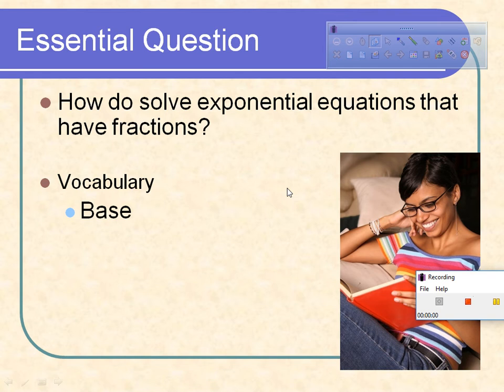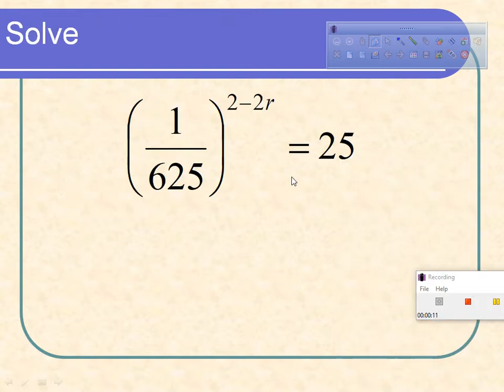Your essential question for today is, how do we solve exponential equations that have fractions? So, exponential equations that have fractions. Let's take a look at the first example, and our first example is 1 over 625 to the 2 minus 2r equals 25. Now, for this one, if you notice, I have a fraction on the left-hand side, 1 over 625.